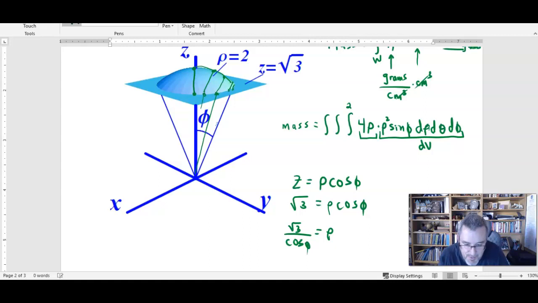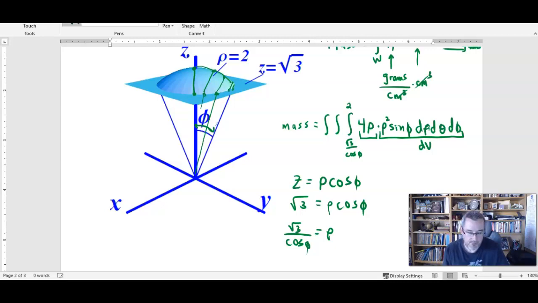Beautiful. That's the relationship. Notice as phi changes from 0 to whatever rho is out here, then rho is going to change. So as phi changes, rho changes. Since z is rho times the cosine of phi, since z is square root of 3 equals rho times the cosine of phi, therefore rho will be the square root of 3 divided by the cosine of phi. That is what needs to go here. Crazy, huh?